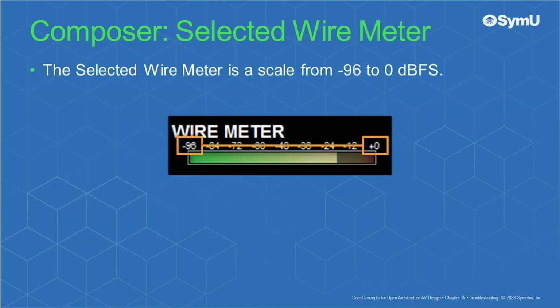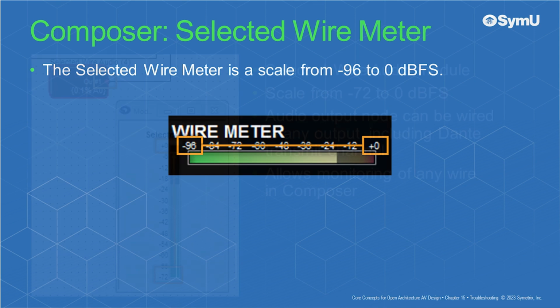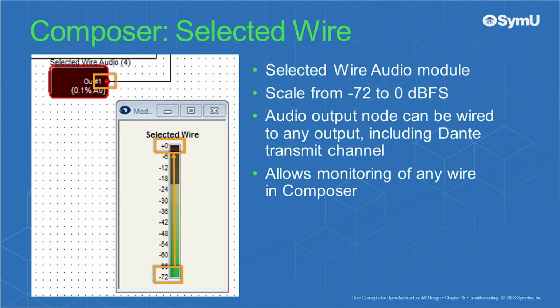The selected wire meter is a scale from -96 to 0 dBFS. The selected wire audio module has a scale from -72 to 0 dBFS. It also has an audio output node, which can be wired to any output, including a Dante transmit channel. This allows any selected wire in Composer to be monitored.